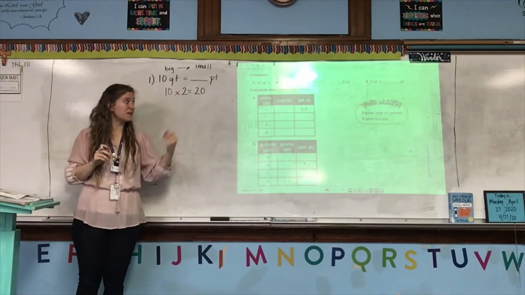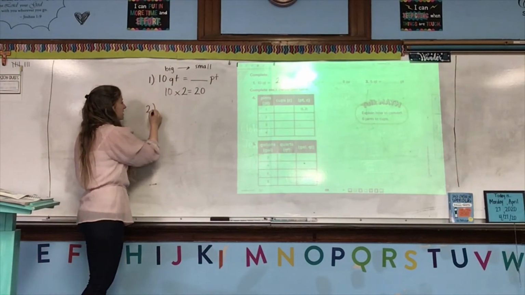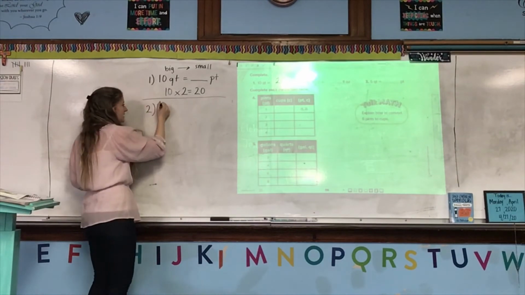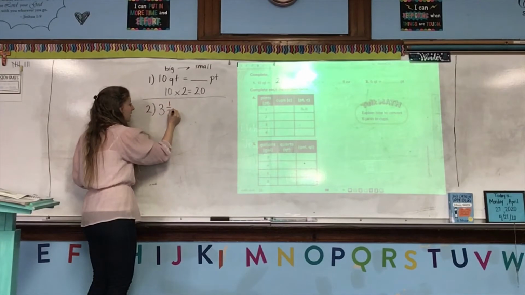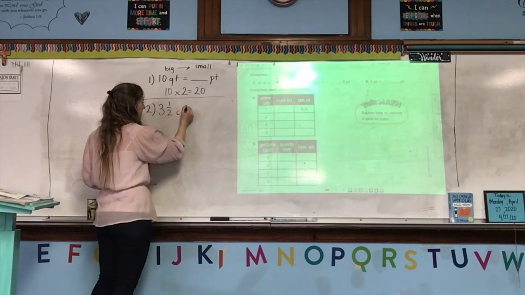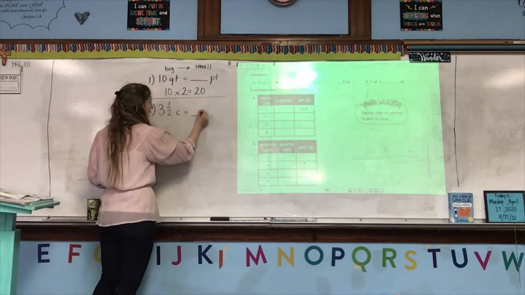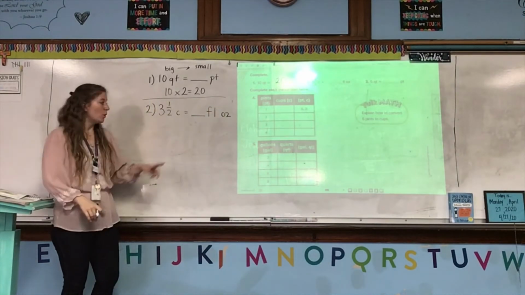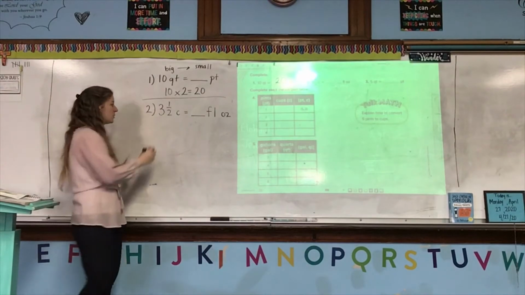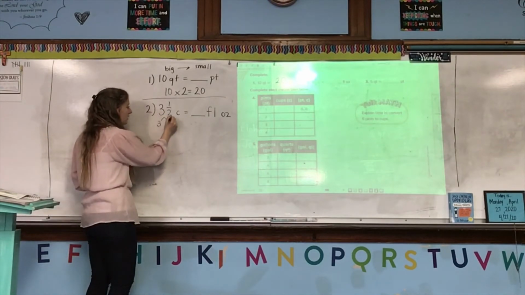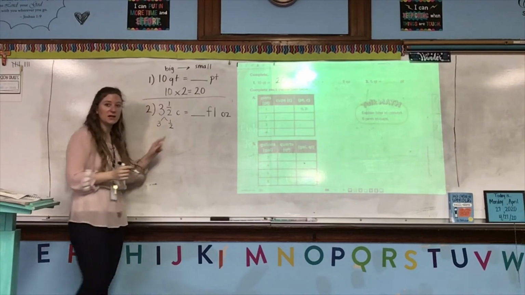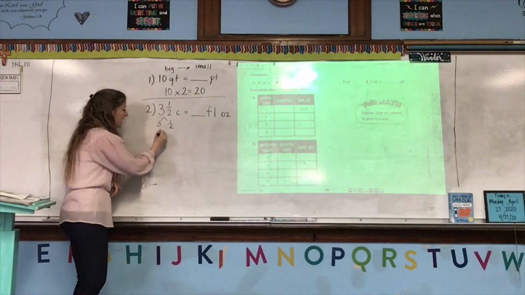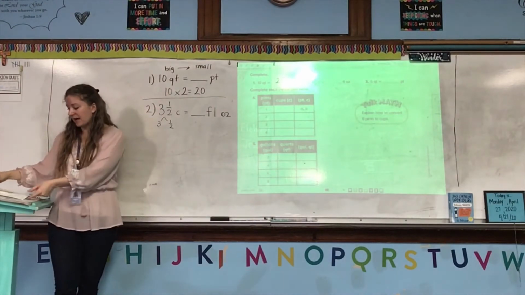Now we're going to do the same thing for number 2. So let's rewrite. I'm going to draw a line under here so I know that I'm done. And let's rewrite the inequality. 3 1/2 cups equals how many fluid ounces? We have a mixed number, so we need to break it apart into its whole and its fraction part. Now let's solve for the whole first. So 3 cups equals how many fluid ounces?